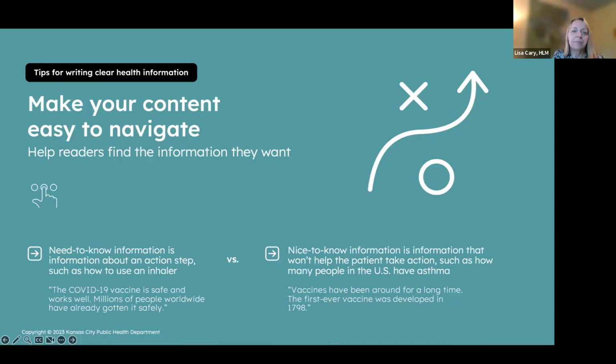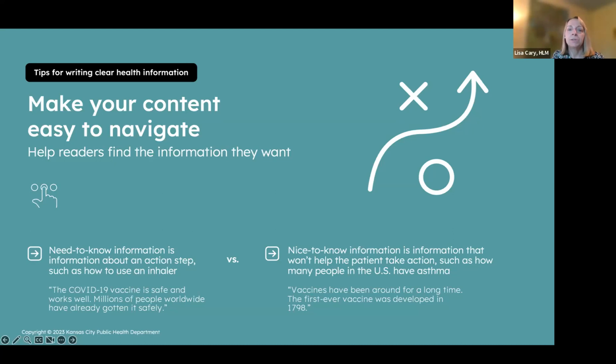So our second tip here is to make your content easy to navigate. And by this, we mean helping the readers who are on a journey through your document, helping them find the information that they want. So there's kind of two different types of information. There's the need to know information that is, it's about an action step.